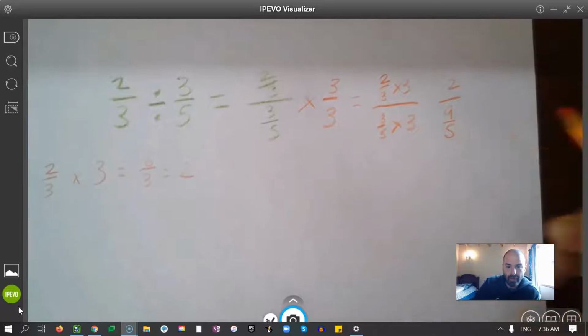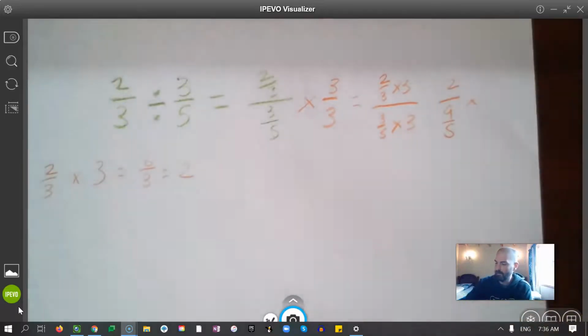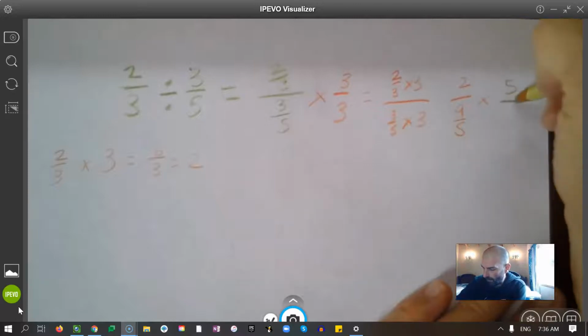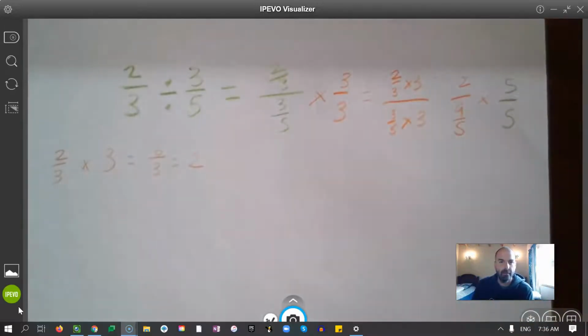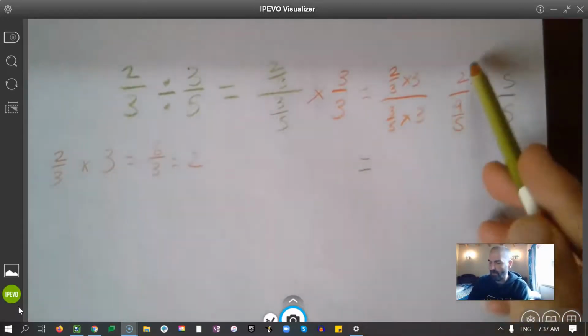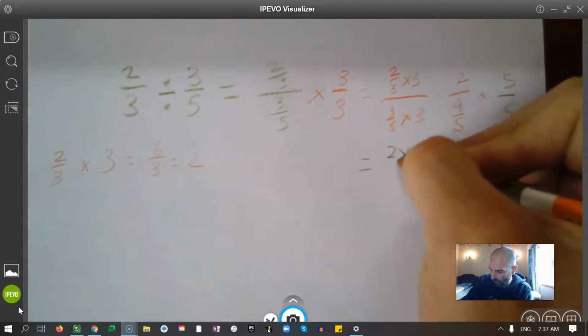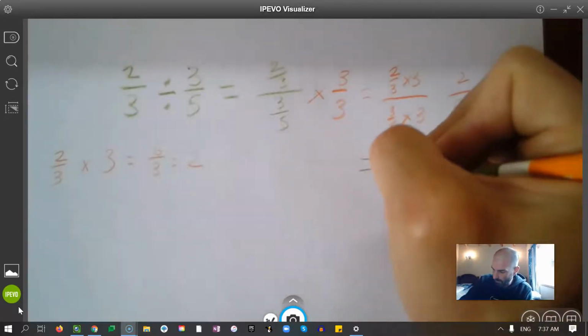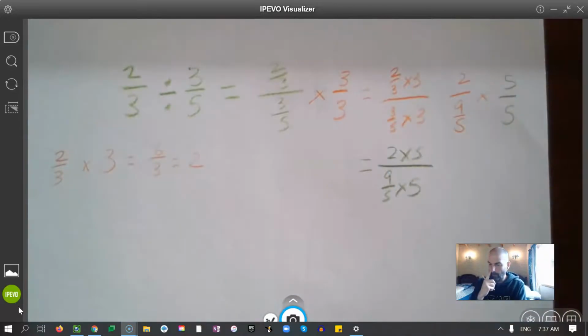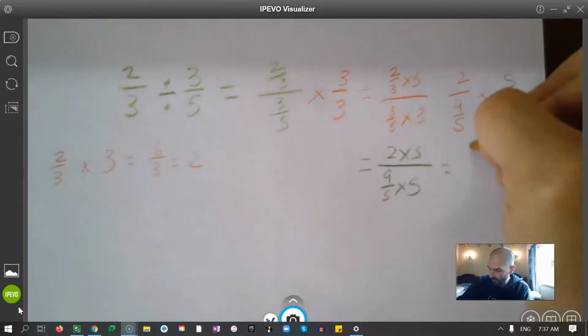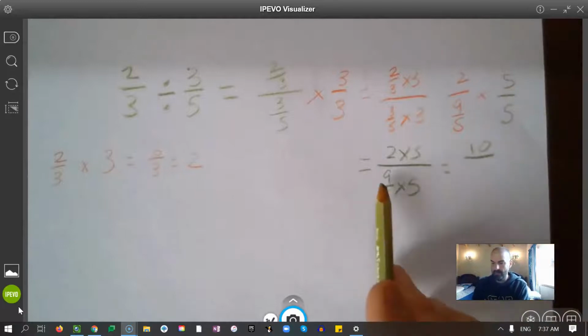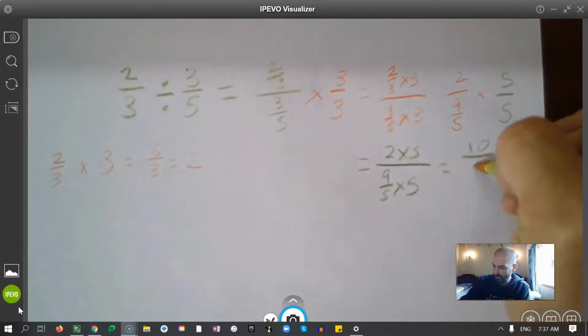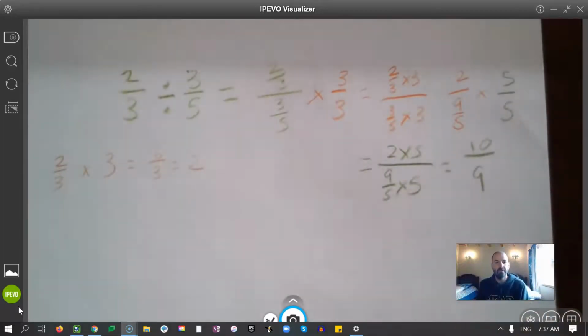So how do I get rid of this 5? I have to multiply everything by 5 over 5. Okay, and what does that turn into? I'm sorry I ran out of room here. So now I have 2 times 5 over 9/5 times 5. And that gives us 10 over 45 divided by 5, which is 9. And there's your answer. It's 10/9 cups, or 1 1/9 cups.